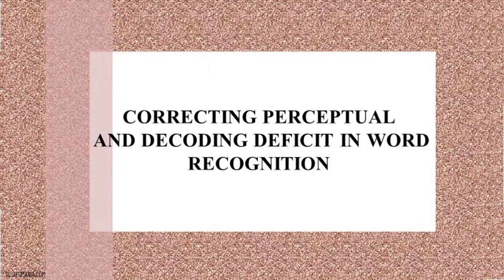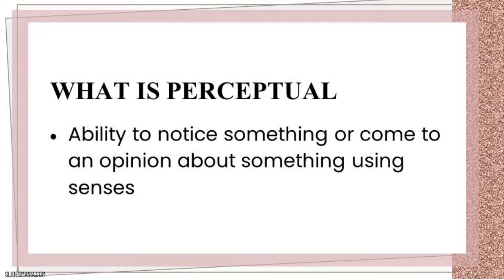So let us now move on to our main topic, which is correcting perceptual and decoding deficit in word recognition. So to begin with, let me just define first to you what is perceptual. So perceptual is the ability to notice something or come to an opinion about something using senses. Well, you probably know what the five senses are, right? We have the sense of sight, sense of hearing, sense of touch, sense of taste, and sense of smell. And these senses are the psychological basis of perception.